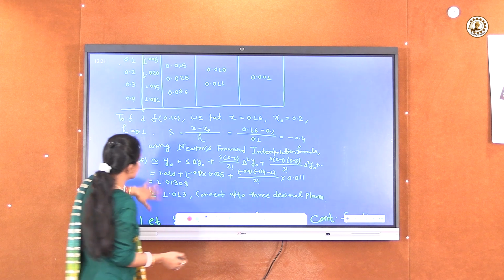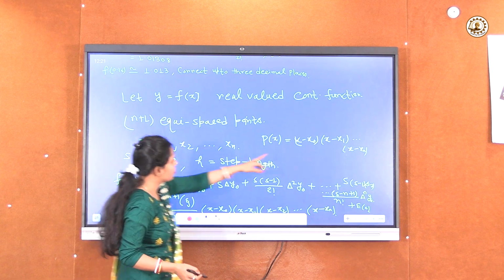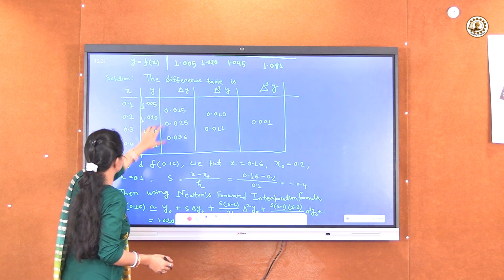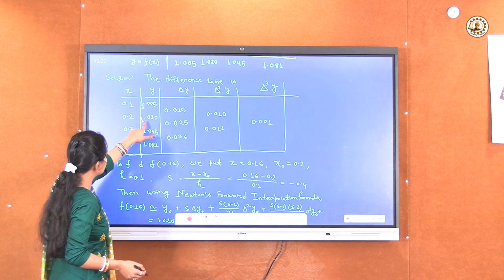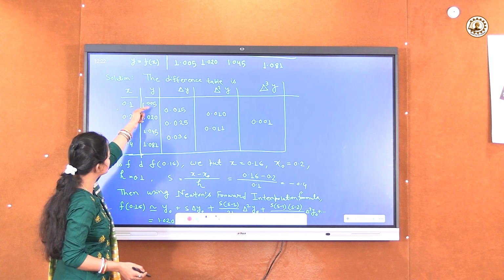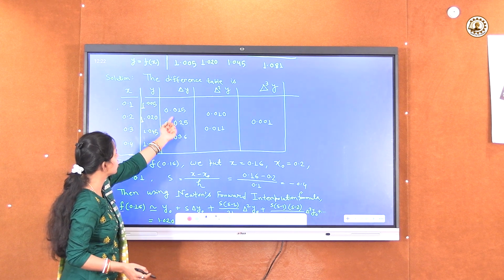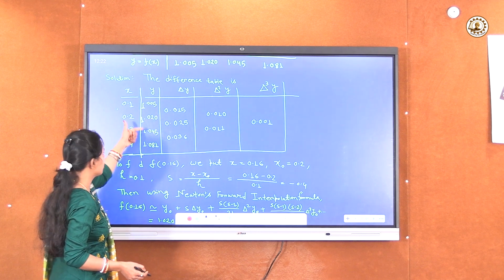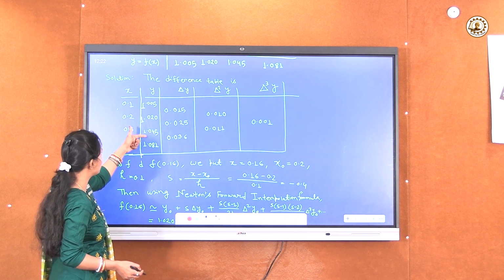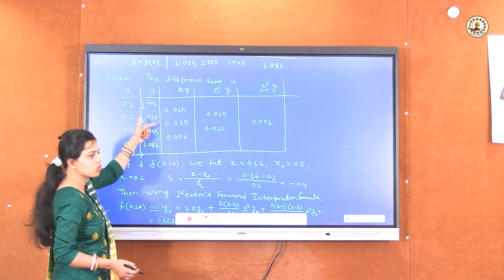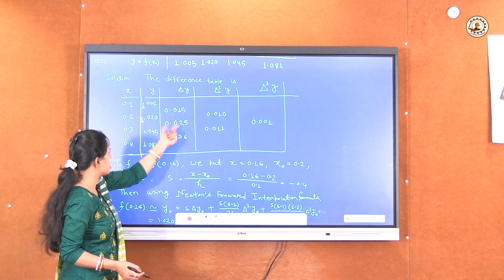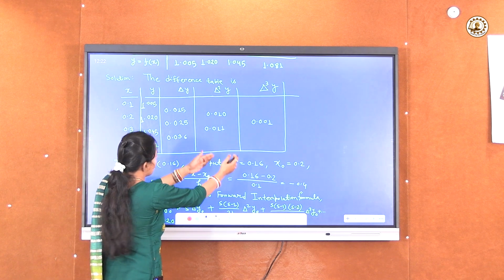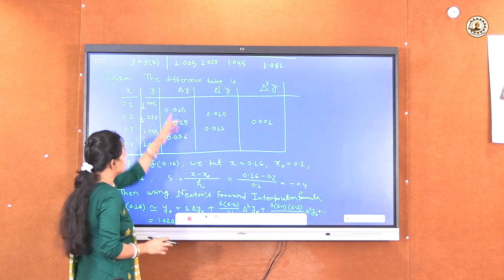Here we put 1.020 minus 1.005, and this calculation gives 0.015. This process continues. Here we also apply 1.045 minus 1.020, and the result is 0.025. This process is also applied in the forward difference table.